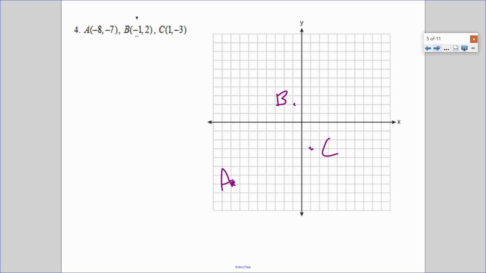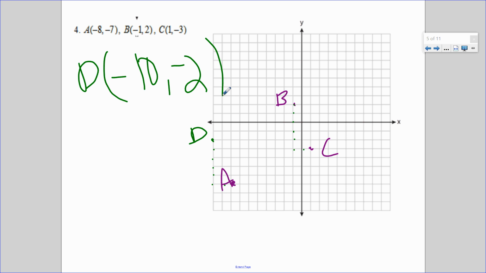For 4, again, whatever I do to get from C to B, it's going to be the same thing from A to D. So it's 2 to the left, 5 down, 2 to the left, 5 down. There's D. That point is negative 10, negative 2. We can draw it in. And that's it. What else do I got?